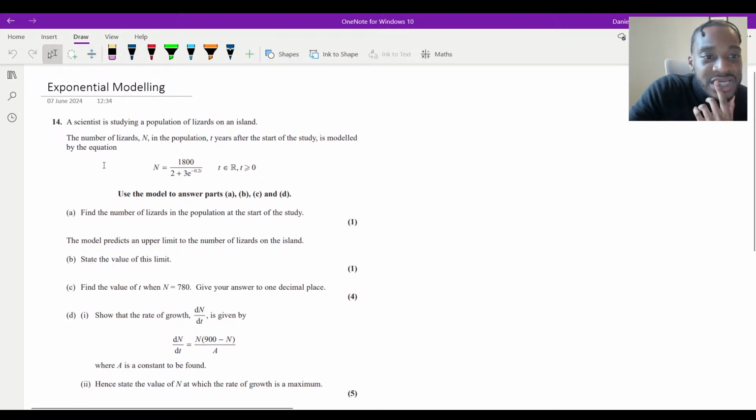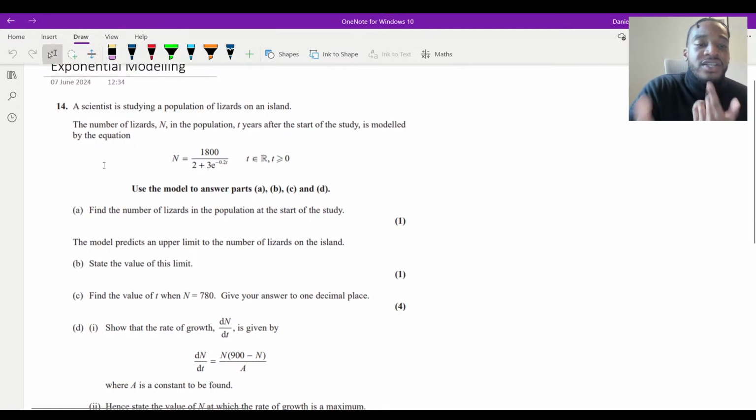All right. So it says a scientist is studying a population of lizards on an island. The number of lizards n in the population t years after the start of the study is modeled by the equation n is equal to 1,800 divided by 2 plus 3e to the minus 0.2t. Use your model to answer parts A, B, C, and D. Find the number of lizards in the population at the start of the study.